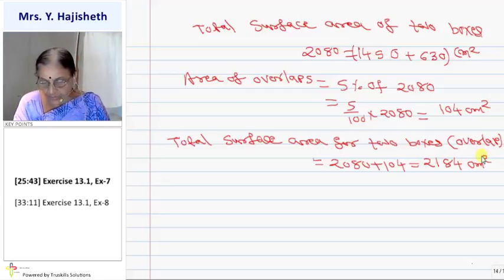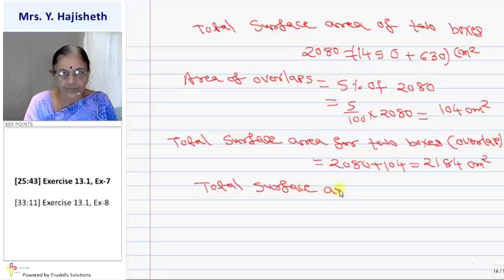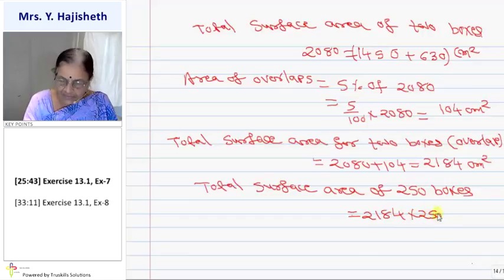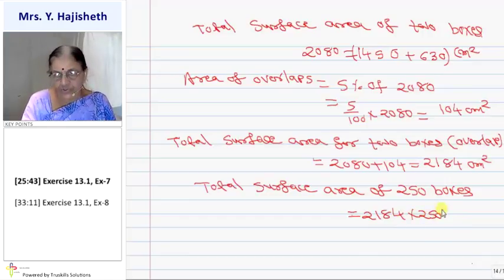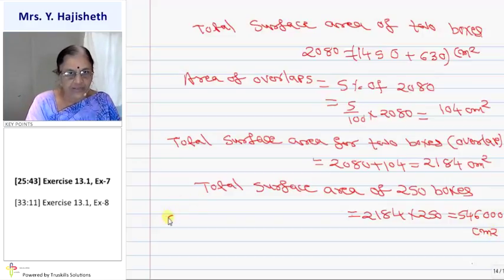But total boxes are 250. There are 250 sets. Okay. So total surface area of 250 boxes of both kind are 2184 into 250, and it is coming 546000 centimeter square. Now what is the cost for 1000 centimeter square?